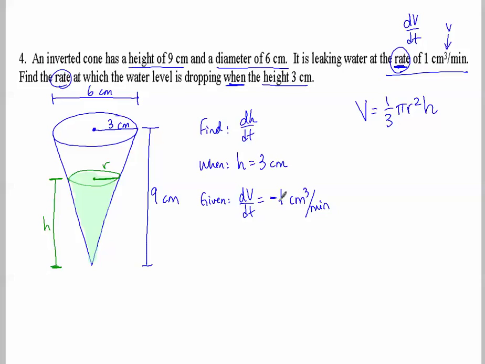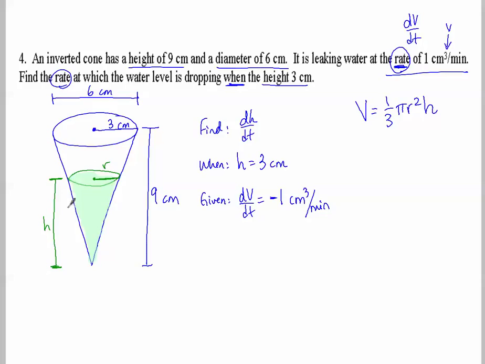Now that I have my find, when, given, I have my equation. Usually we just go straight into the derivative of that equation. However, note that there are two variables over here, a product of two variables. I would have to use the product rule. I would get an r, a dr dt, a dH dt. I only have information about h. So I don't want to leave this r in the equation. We're going to find a way to relate r to h.